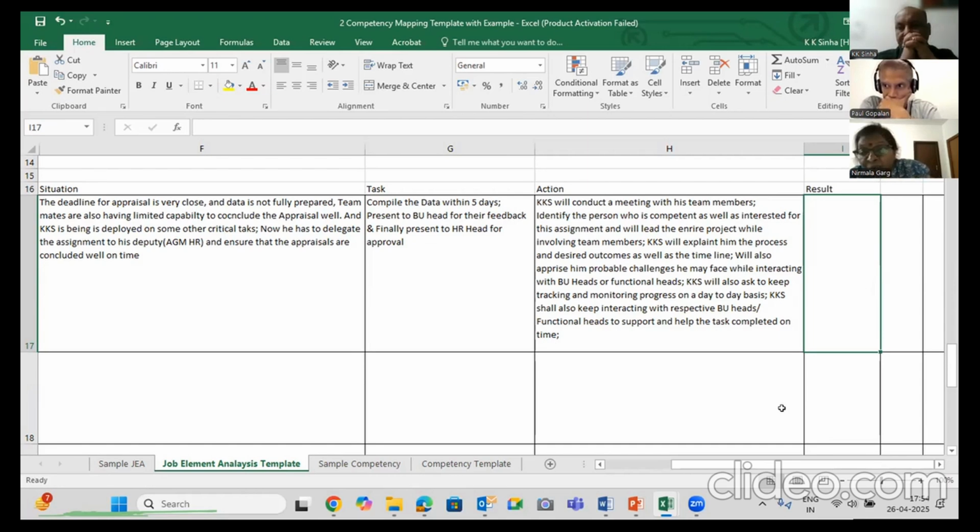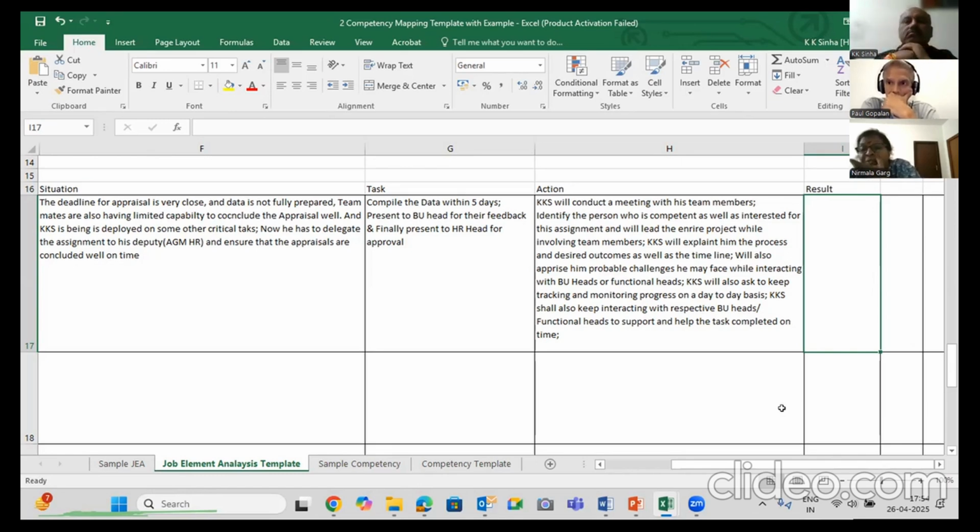So he's saying involving the team members. He explained to the group the process and desired outcomes as well as the timelines. Also appraising probable challenges he may face while interacting with BU heads. Kept tracking and monitoring progress on a day-to-day basis and giving guidance. Kept interacting with respective BU heads to support and help the task completion on time. Therefore, just to complete one task, how many things you have to do, right?